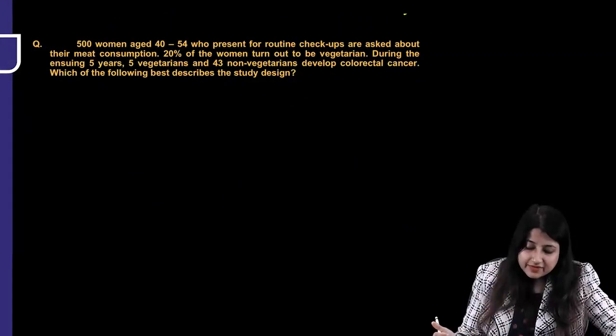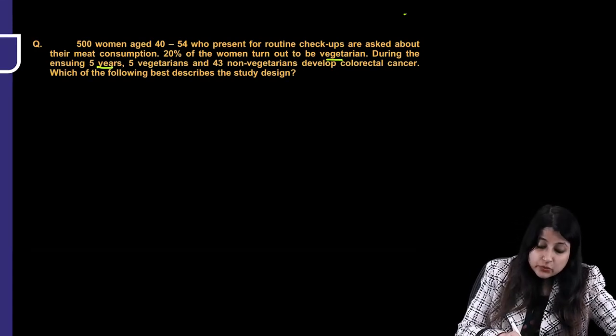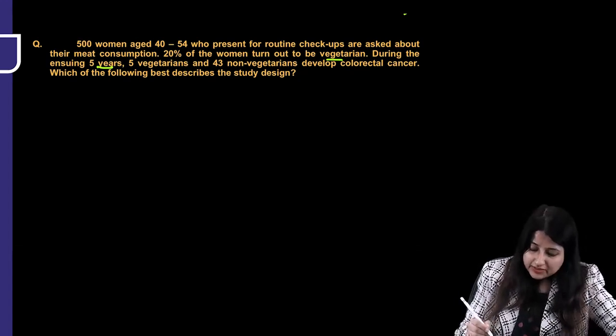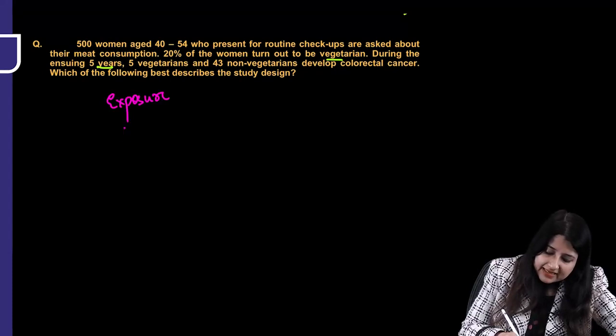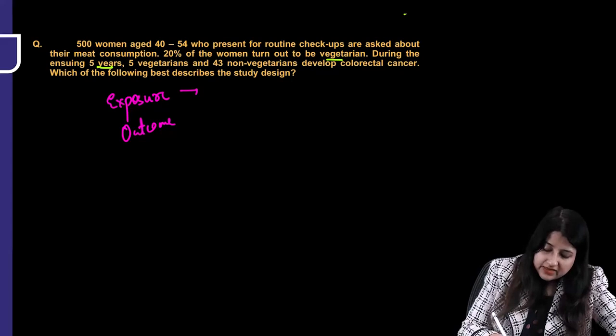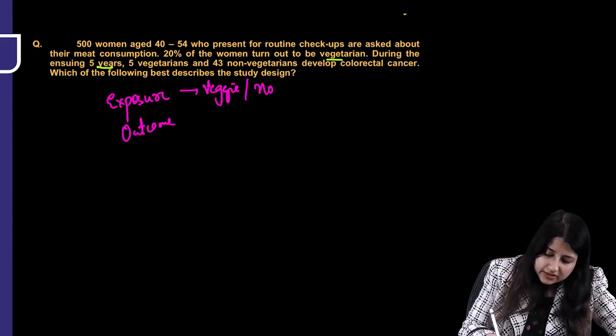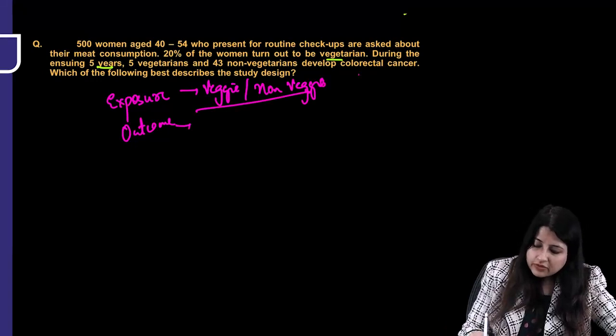Look at the other option. 500 women aged 40 to 54 who present for routine checkups are asked about their meat consumption. 20% of the women turn out to be vegetarian. During the ensuing 5 years, 5 vegetarians and 43 non-vegetarians develop colorectal cancer. So which type of study? Always try to determine one more thing. Whenever you get a question like this, what is the exposure and what is the outcome? So what is the exposure over here? The exposure over here is vegetarian versus non-vegetarian, right? That is the exposure factor over here. Veggie versus non-veggie. And what is my outcome that I'm studying?